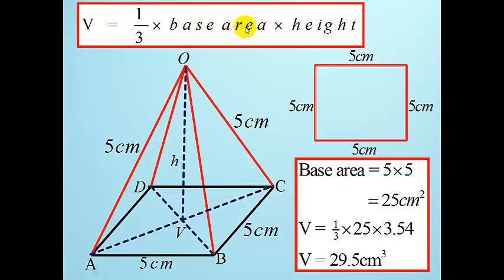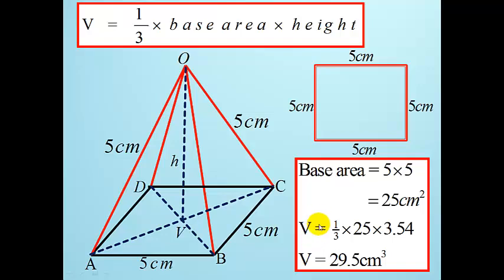How do you find the base area? We have to know the base first, and the base is a square from the question. So all the sides are equal. We have 5, 5, 5, 5. Base area: how do you find the area of a square? It's 5 times 5, that is length times length. So 5 times 5 is 25 centimeters square.